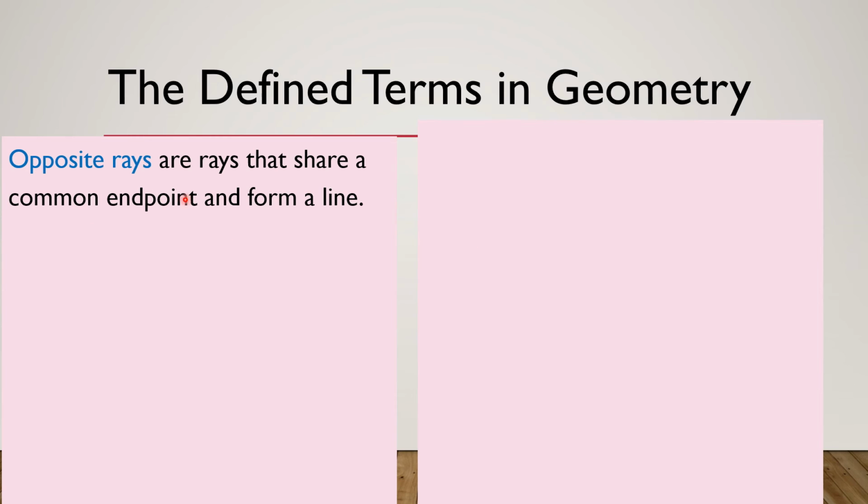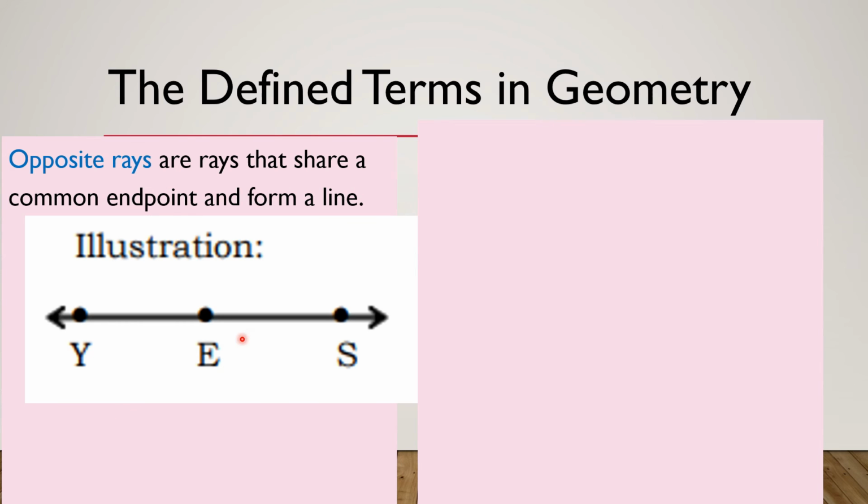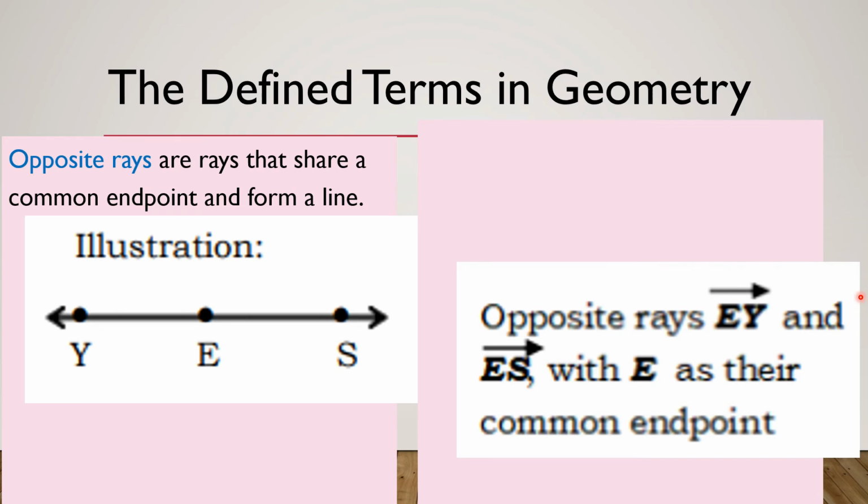Another type of defined term in geometry: opposite rays. Opposite rays are rays that share a common endpoint and form a line. Like we have an illustration here. It is an example of rays. There are two rays, one ray and another ray, and they have a common endpoint E. This is the common endpoint. So ito yung ray EY, and ES, another ray, with E as their common endpoint. They call it opposite rays.